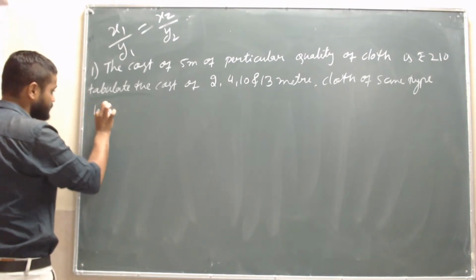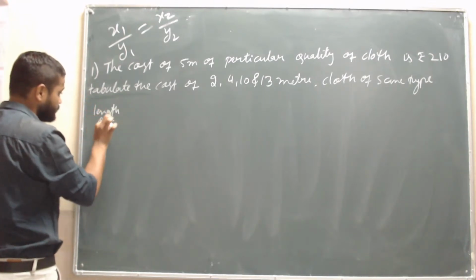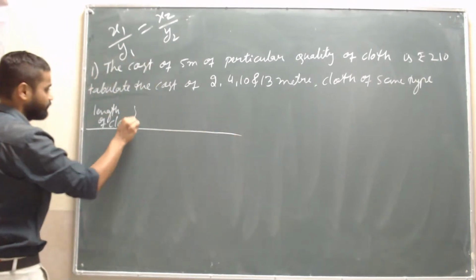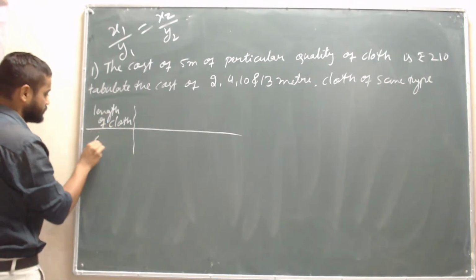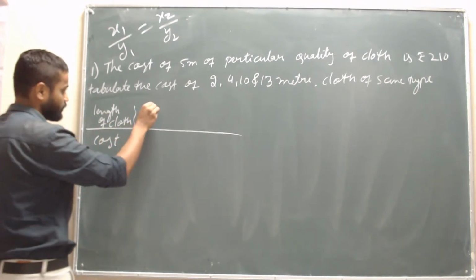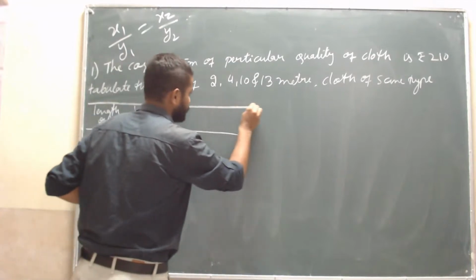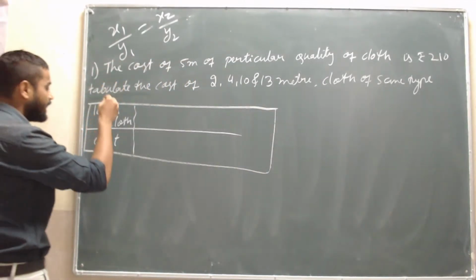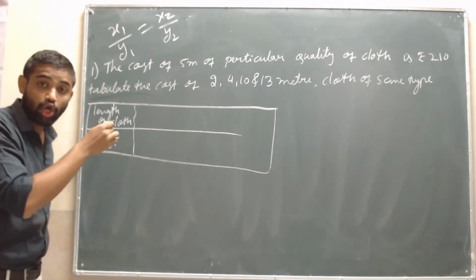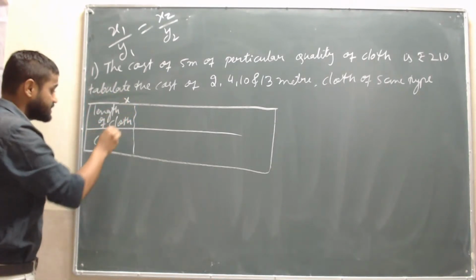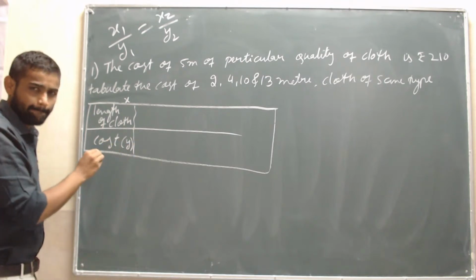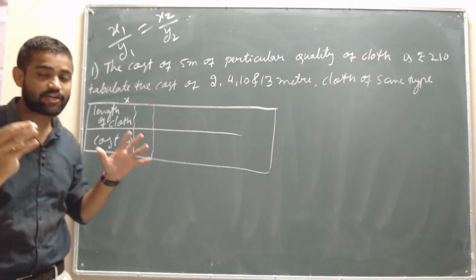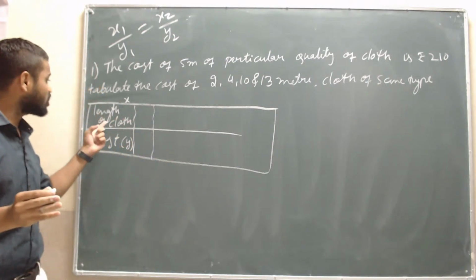Length of cloth, first row, and cost. Let the length of the cloth be x and the cost be y, isn't it, students? I am writing in increasing order, the length of the cloth.